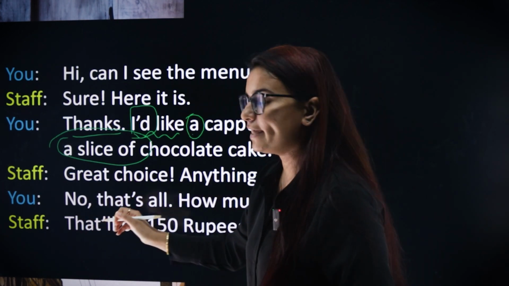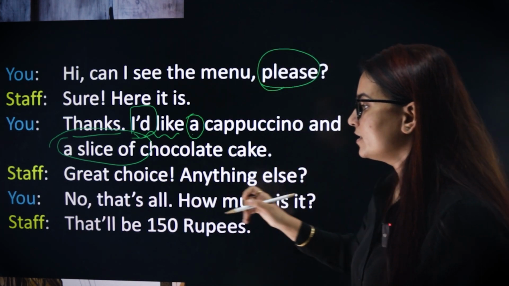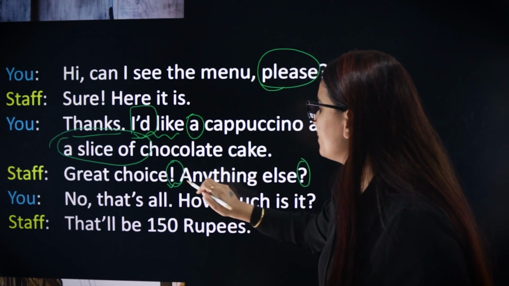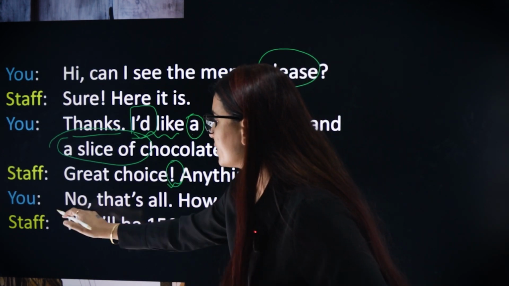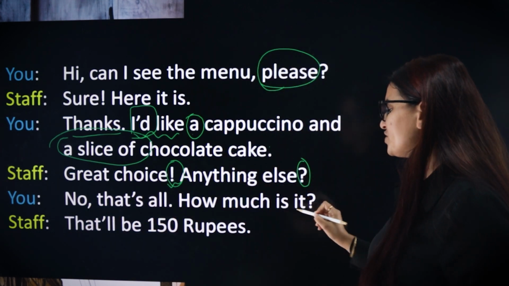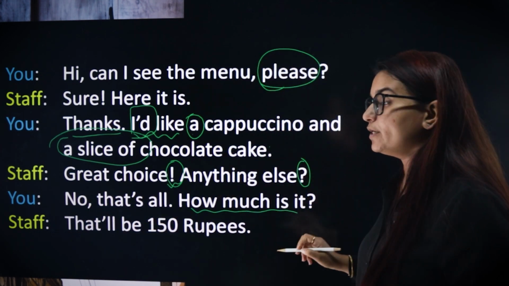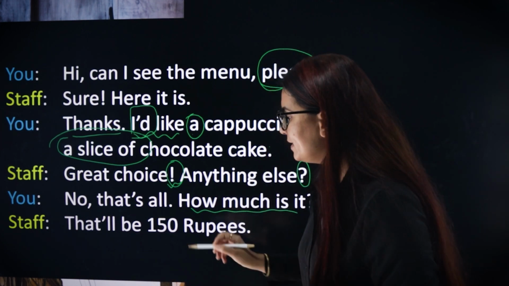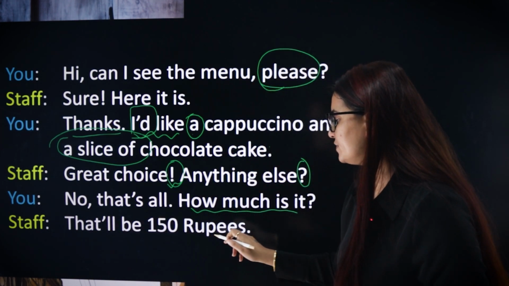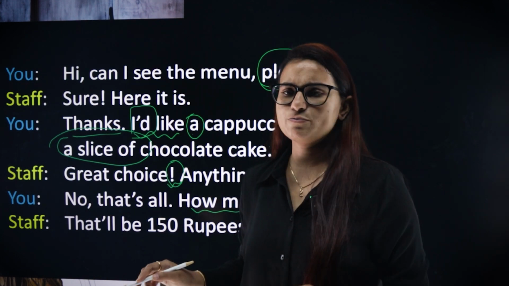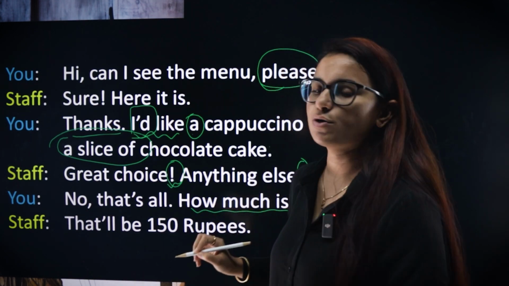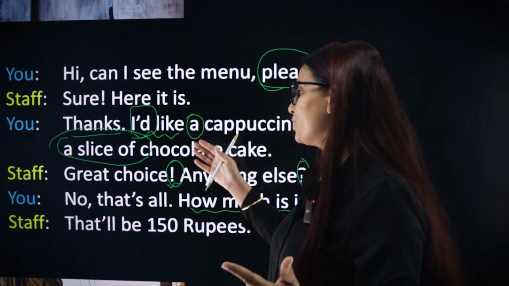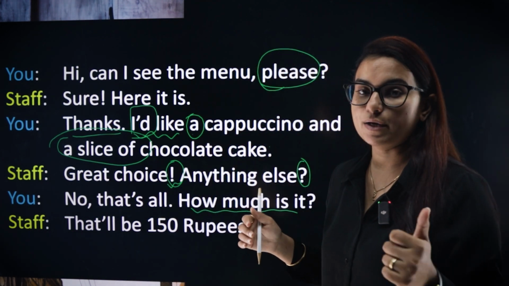Next, staff is replying, "Great choice. Anything else?" Notice these commas, question marks, exclamation points, full stops. You are replying, "No, that's all. How much is it?" How much is it is a very good sentence to ask what is the cost of this. Next, "That will be 150 rupees." Isn't that cheap, or is it expensive to have a cappuccino and a chocolate cake? This conversation really works at Starbucks or CCD if you are looking for ordering a cappuccino and a cake.